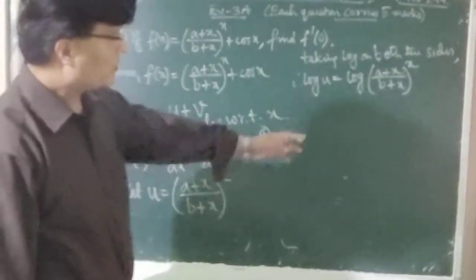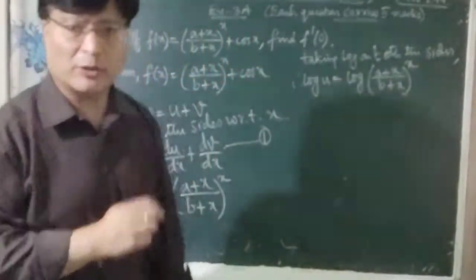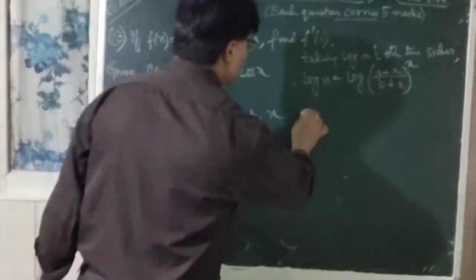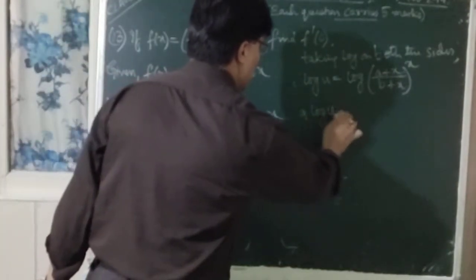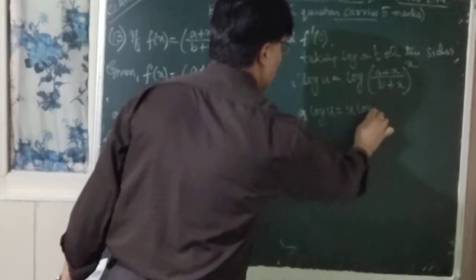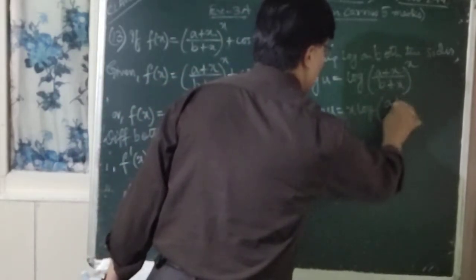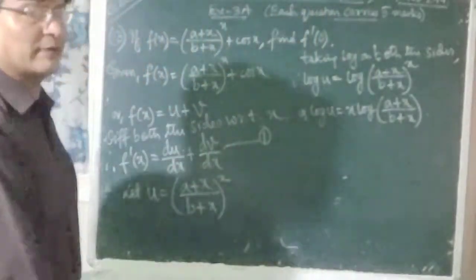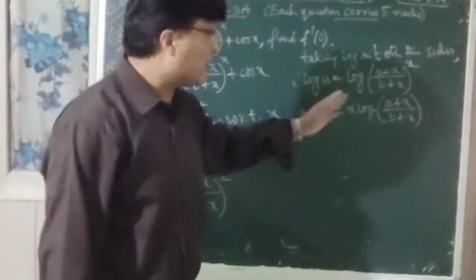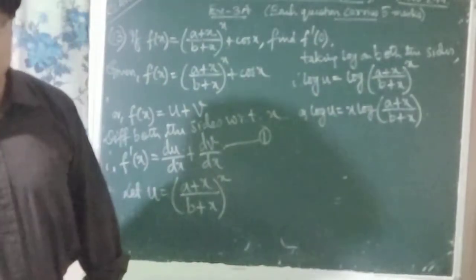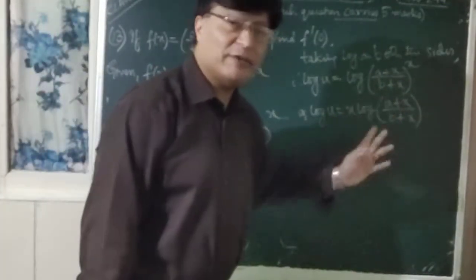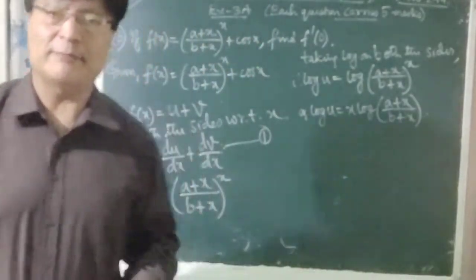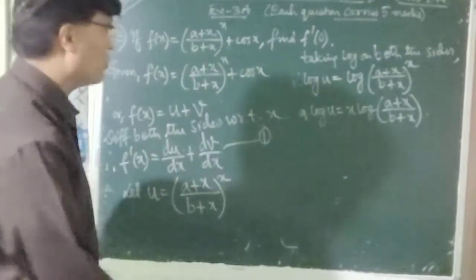Okay, now this power x becomes the coefficient, so log u is equal to x log of (a plus x) divided by (b plus x), right? Now again you can use the properties of logarithm on the right hand side, because this log of a by b form is there. So you know log of a by b, isn't it? That is log a minus log b.